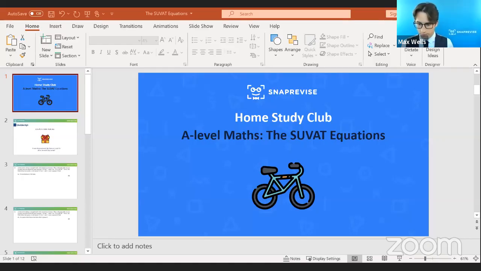I'm going to share my screen now and we're going to look through some of the SUVAT style questions from the A-level maths. Okay, so here we go. Let me just get ready to share this, and do let me know that you can see it. Hopefully you can all see that, and hopefully I've moved up to the top corner. Do let me know in the chat though. Excellent.